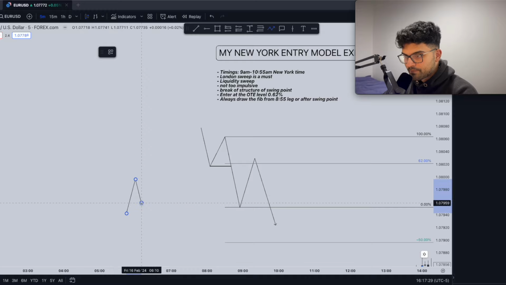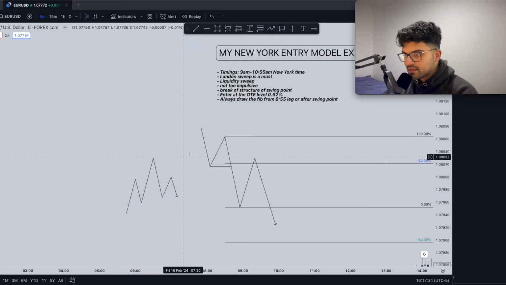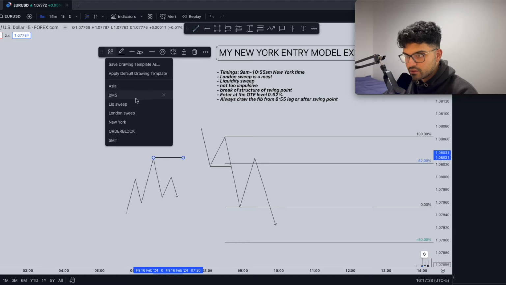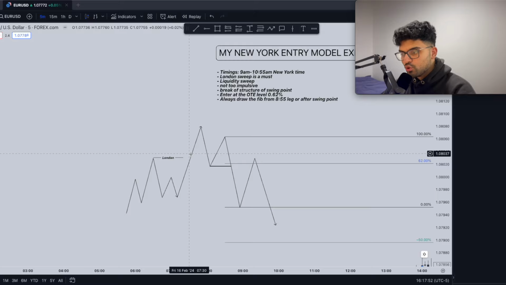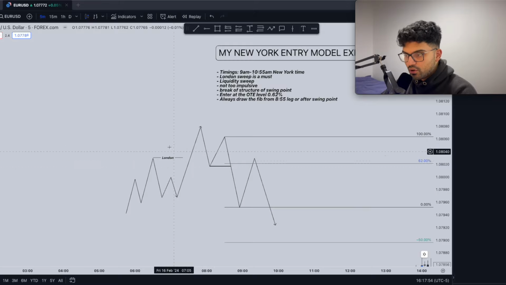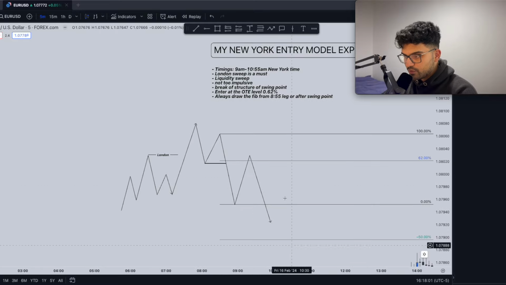So pretty much, let's say this is the London session, something like this, okay? This is the London high that was created. So the high in London is the London high right there. We want to see the London high, if we're bearish, get swept, and then we want to see our New York entry model play out. So we want to see this liquidity sweep. Whatever the time, that doesn't matter. All we want to see is the liquidity sweep off the London high, and then we get this move down, the break of structure, the retracement to the 62 level, and then we enter down.